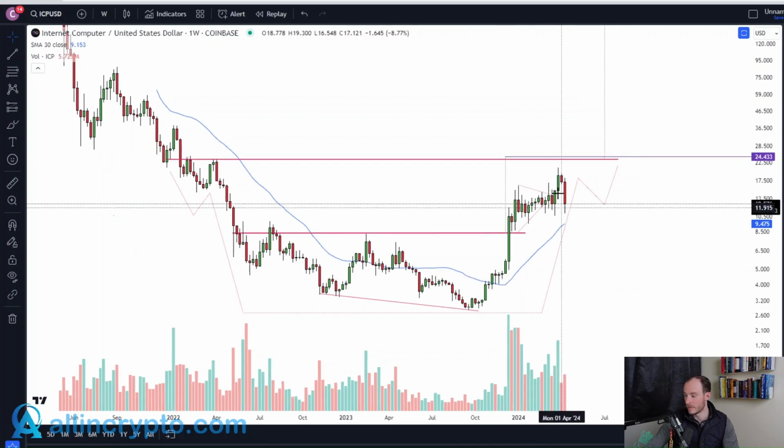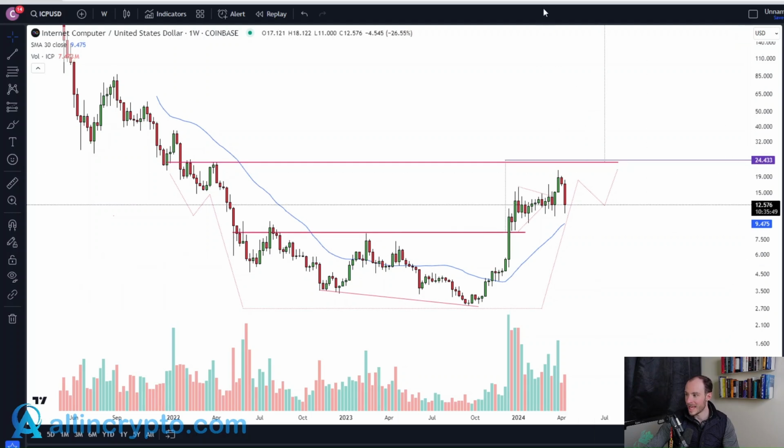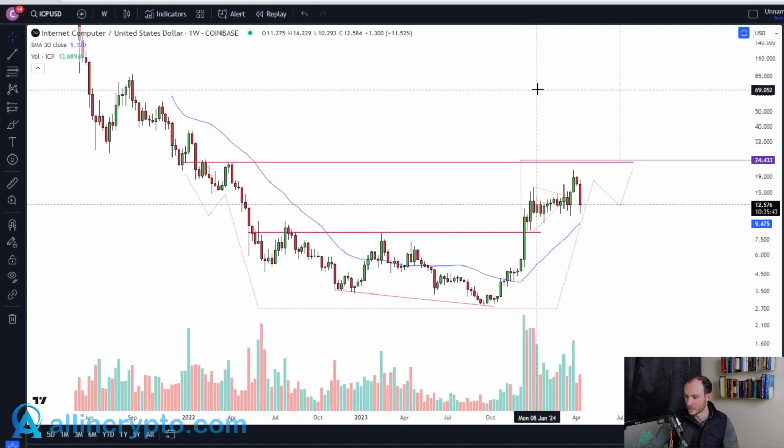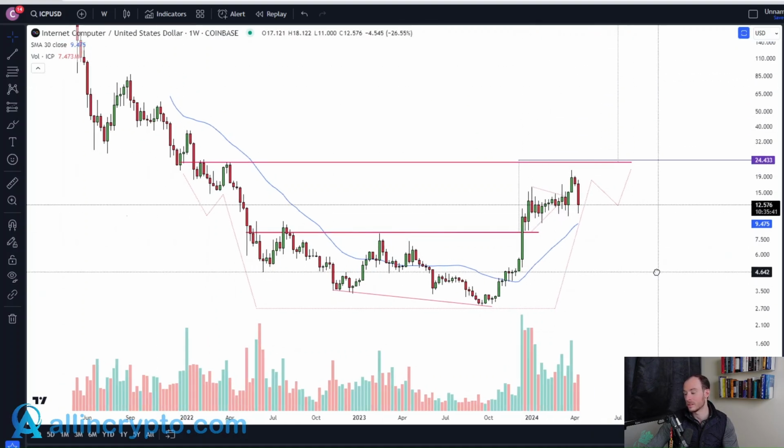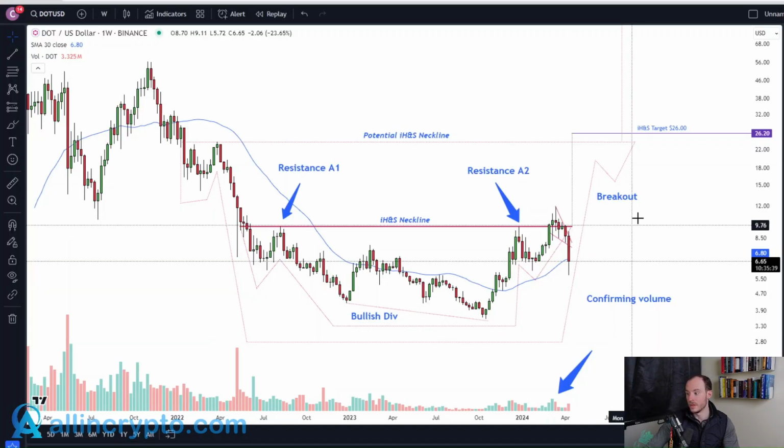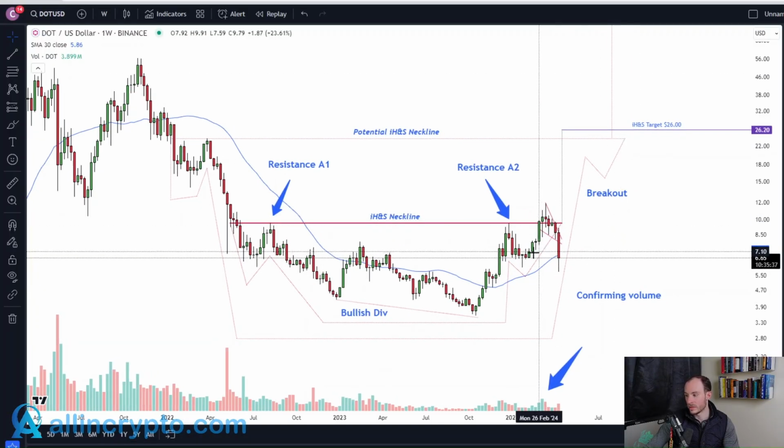Remember, we were calling this pre-break, and we are likely going to see the resumption of this. We haven't seen anything just yet when you look across the board to make us deviate from the broader plans that we have for these altcoins, and they all look to be in the same position. If we look at DOT, this is a little bit more of an ugly one.